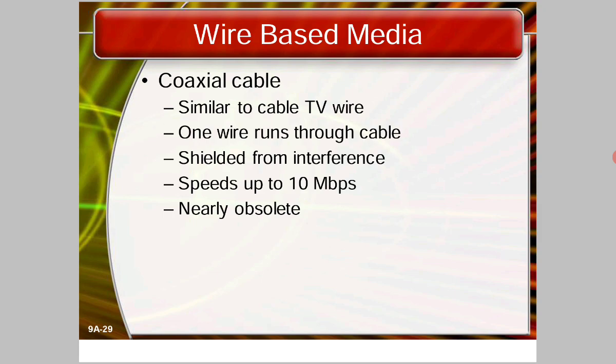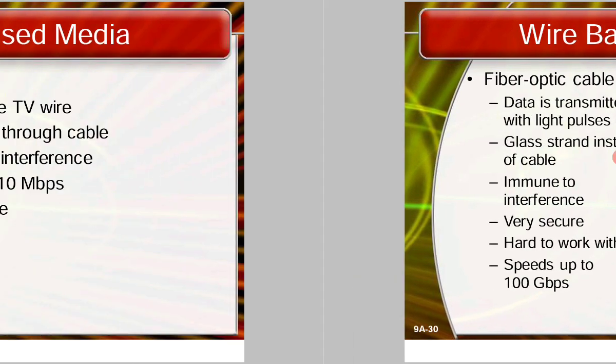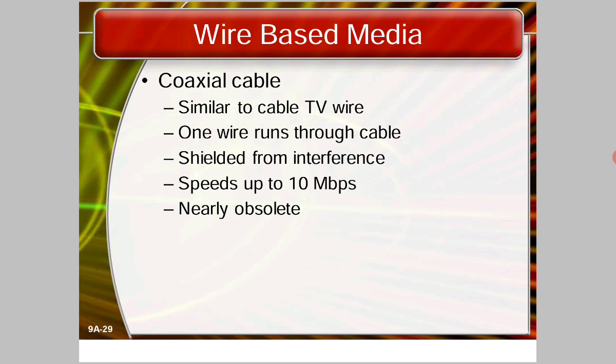Second one is coaxial cable. What are coaxial cables? Generally, coaxial cables are similar to cable TV wires. One wire runs through the cable, shielded from interference, with speeds up to 10 Mbps. Nearly obsolete. It is also called network cable TV cable. One wire runs through the cable and is shielded from interference, and supports speeds up to 100 Mbps. Nearly obsolete.